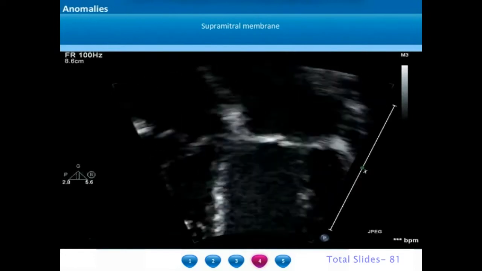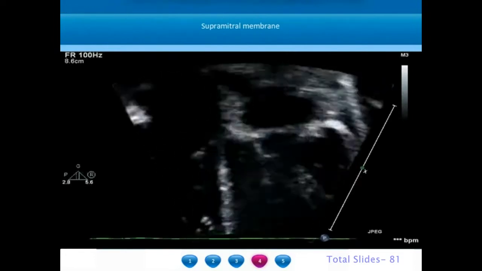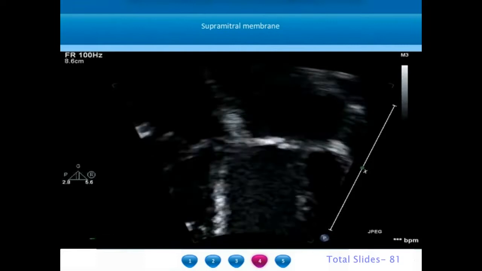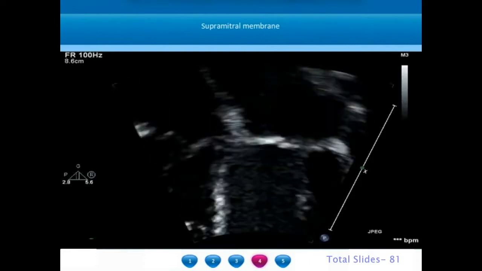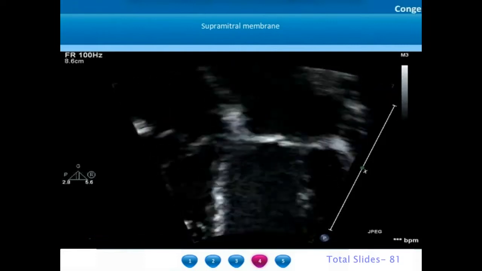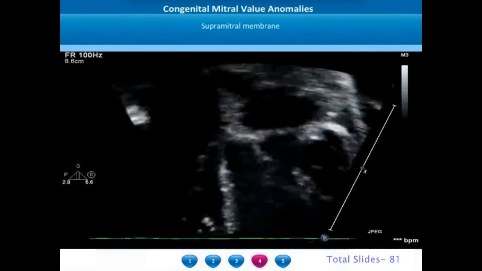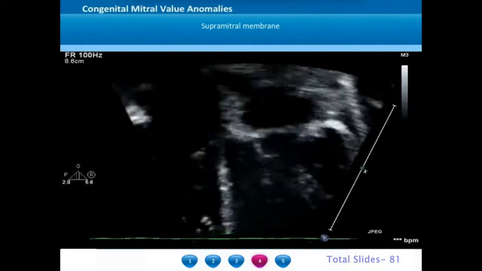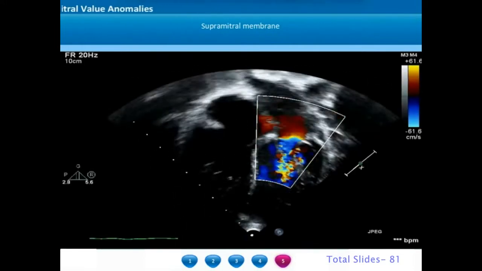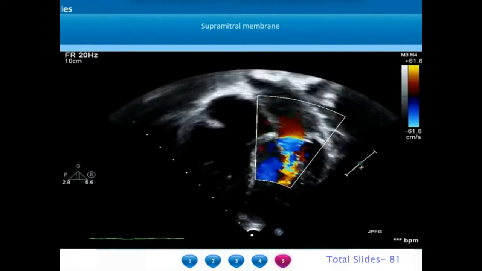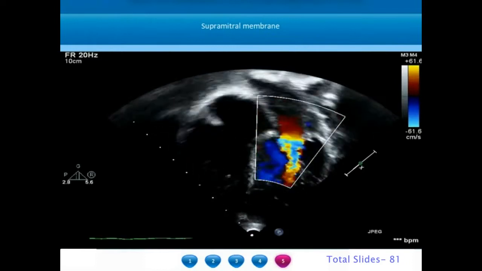On an apical four-chamber view, when we magnify the mitral valve apparatus, we are able to see a thick fleshy membrane attached to the mitral annulus and the basal portions of the mitral valve leaflets and protruding into the mitral valve inflow region. A color Doppler interrogation shows the inflow obstruction caused by the supramitral ring.